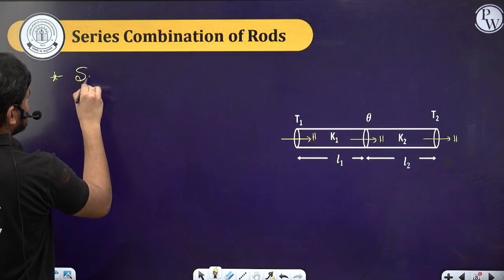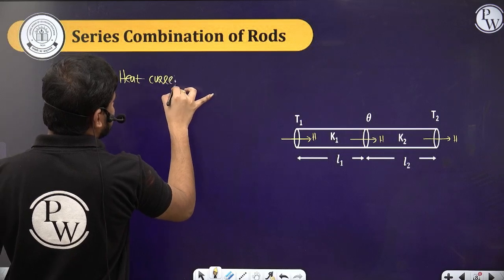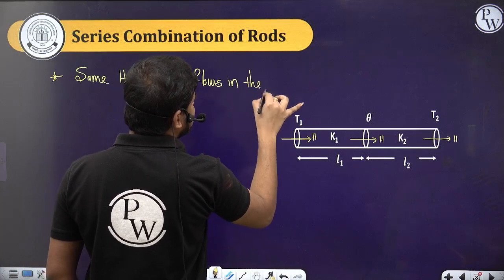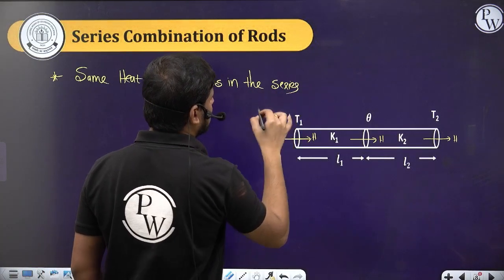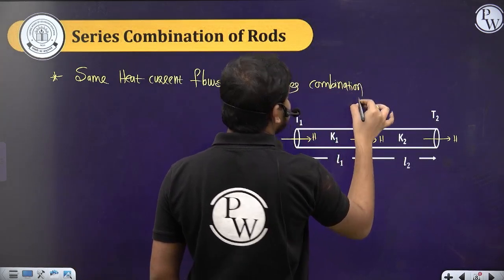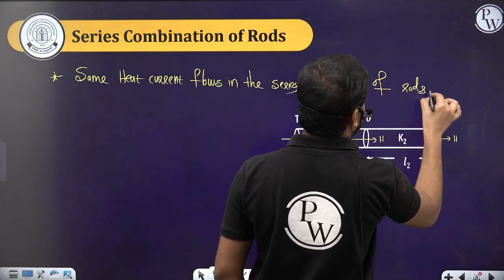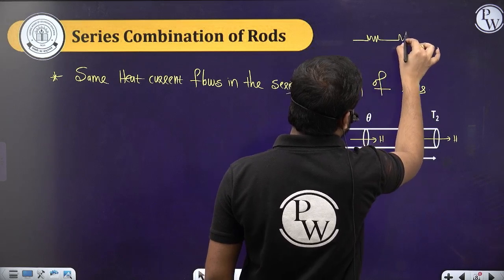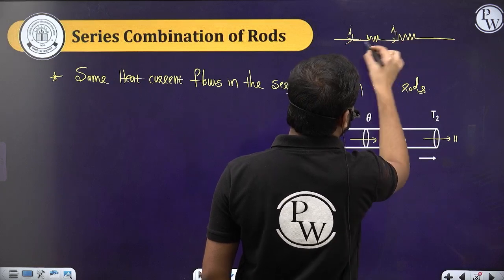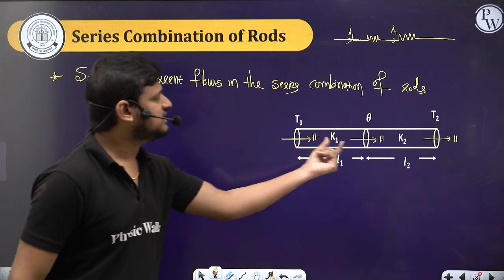The first thing is that the same heat current flows in the series combination of rods. In a series combination of resistances, the same electrical current flows, as you have studied. If there are two resistors and the current I comes in, the same current flows in the second resistor also, because those two are in series. Here also the same heat current flows.